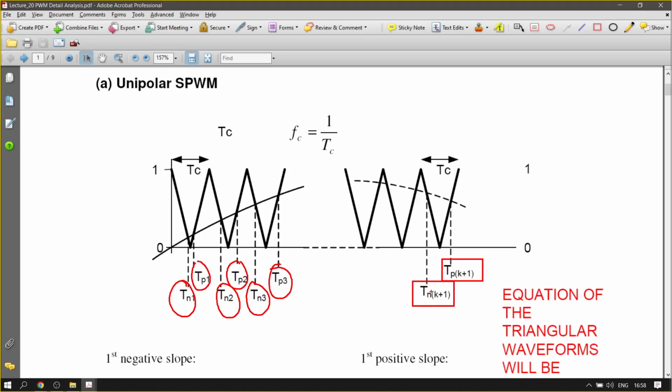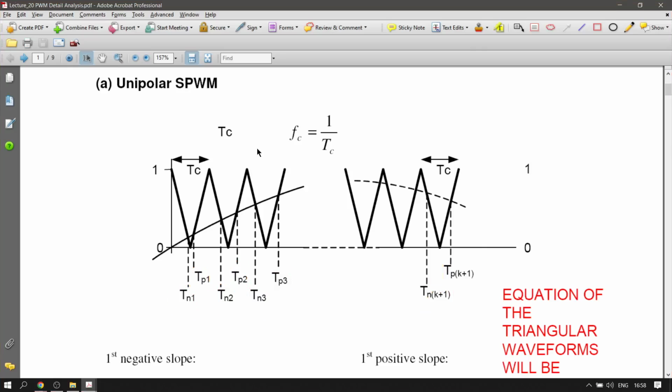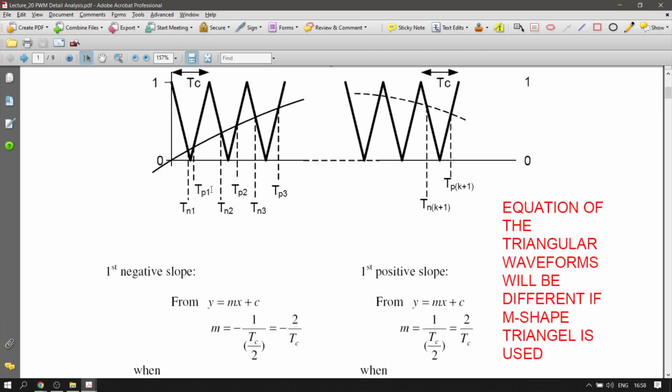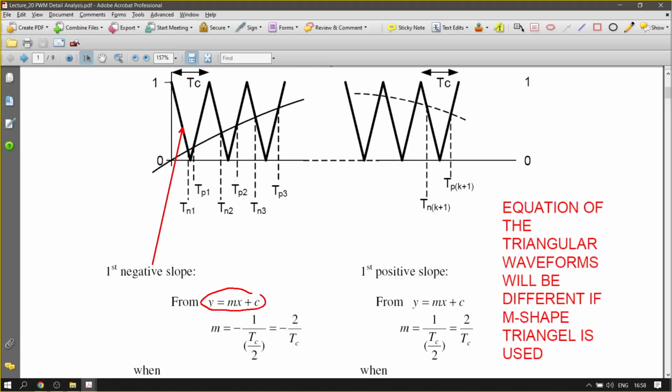Okay, so that's some introduction, and then we start to analyze the first negative slope, which is that particular line here. The first negative slope, straight line. So its equation is y equals mx plus c, and the m, if you get it right, is TC, so this is half, isn't it?